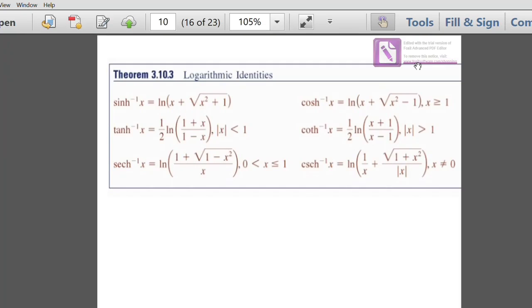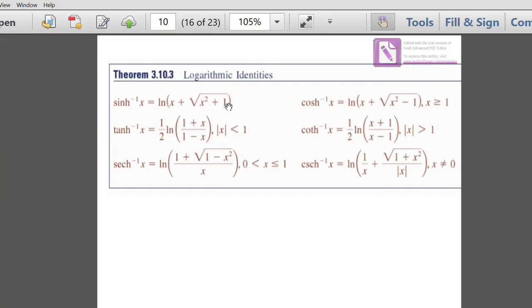So here we have the other inverse of hyperbolic functions as logarithmic identities. We have the inverse of hyperbolic sine, the inverse of hyperbolic tan, and so on. All of them are in the form of the logarithmic function.